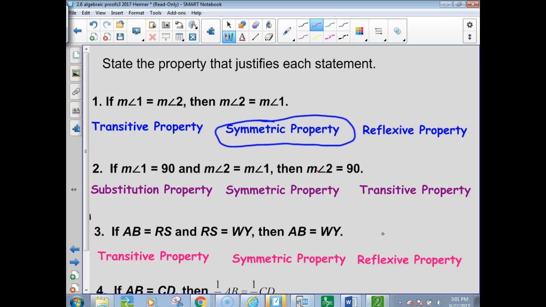Now, some people might have thought it was transitive. Let me explain the difference. Very good. The measure of angle 1 says it's 90. You got 2 and 1 being equal. And then they took the fact that 1 is 90 and they traded it for that to come up with this. You see it? So they did make a substitution.